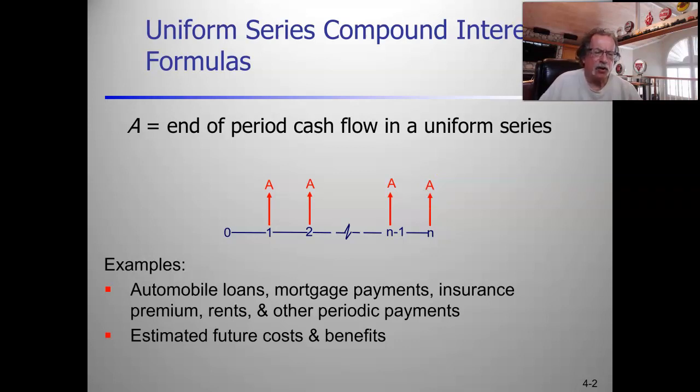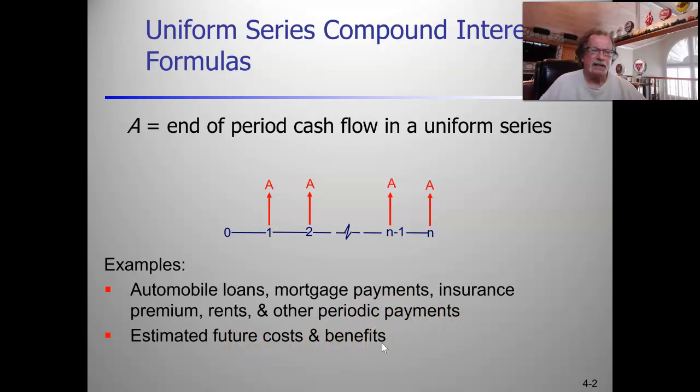And we need to understand this because not all business problems are exactly like this, and we need to make adjustments in our calculations because the model formulation and the formulas assume end of period, and end of period 1 from today. So these things are like automobile loans, like I said, mortgage payments, insurance premiums, periodic payments, and we need to estimate future costs and benefits.